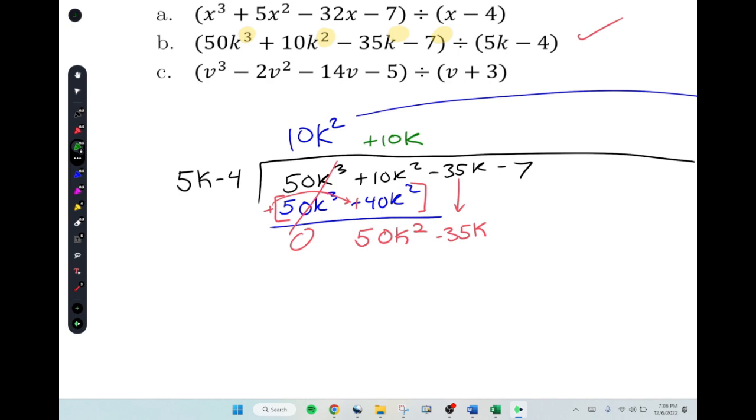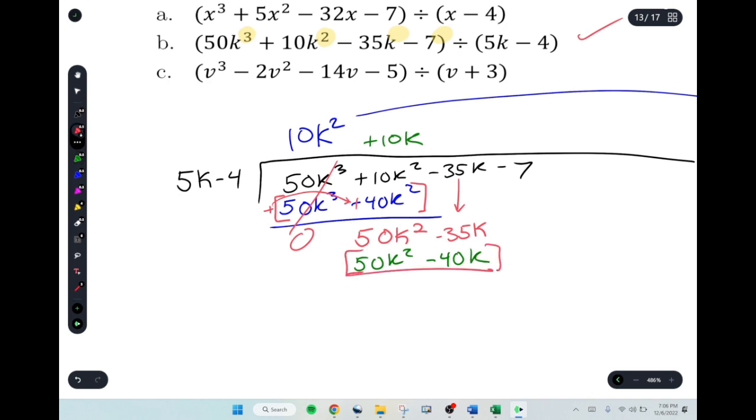So, sake of time, I'll just go ahead and multiply it right here. We'll go 50k squared minus 40k. But that's not what we're doing. We got to subtract the whole dang thing. We're not just adding it, we're subtracting it. Cancels out, goes to 0, turns into a positive. Left with 5k. Drop down your negative 7.